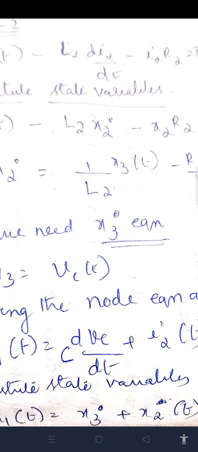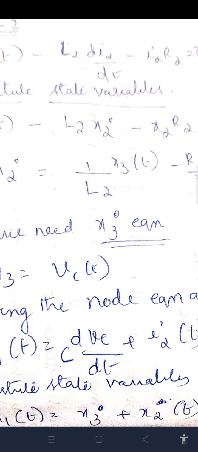Lastly, we need x3 dot also, because there are three state variables. The state equations will consist of x1 dot, x2 dot and x3 dot. So how to get x3 dot? We know that x3 is Vc. So x3 dot will be dVc by dt. So dVc by dt is associated with current through the capacitor.